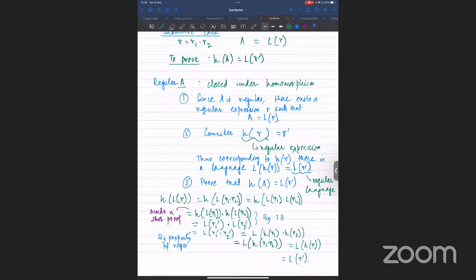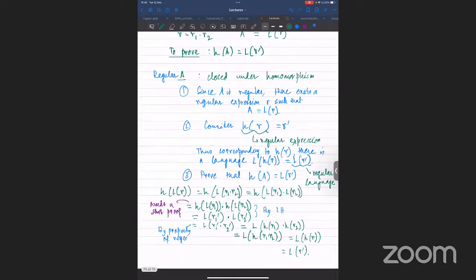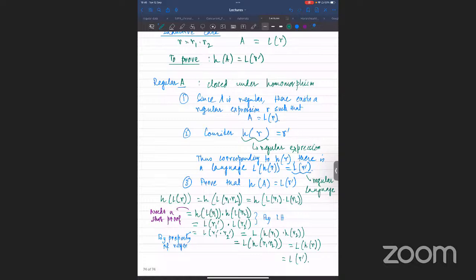Now, the one that I will not do, and I'll leave it for you to do, is for which one? What is left in the regular expression? The Kleene star. Now consider R is of the form R1 star. So this is the Kleene star operation.